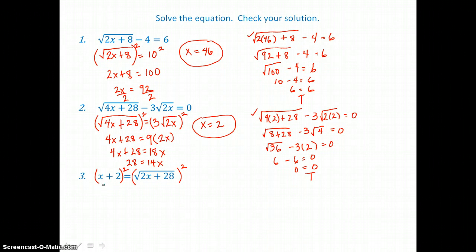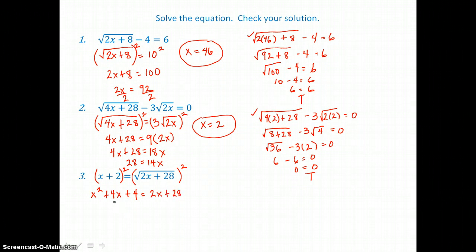But on the left, I have a binomial times itself. That's going to be a trinomial, because I'm going to have x times x, which is x squared. And then I'm going to have x times 2, which is 2x, but then I'm going to have 2 times x again, which is another 2x. So 2x plus 2x is going to be 4x in the middle. And then 2 times 2 is 4. So that binomial squared is equal to this trinomial. And on the right-hand side, this radical times itself is what's inside, 2x plus 28.